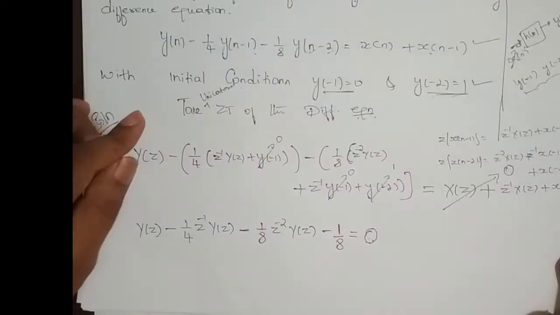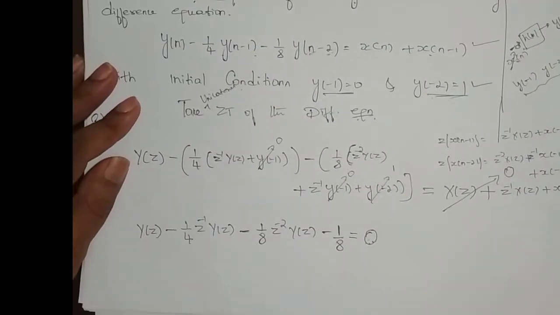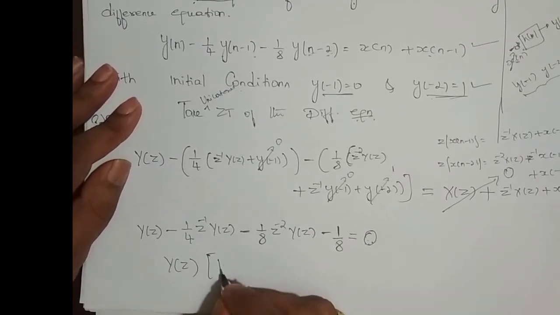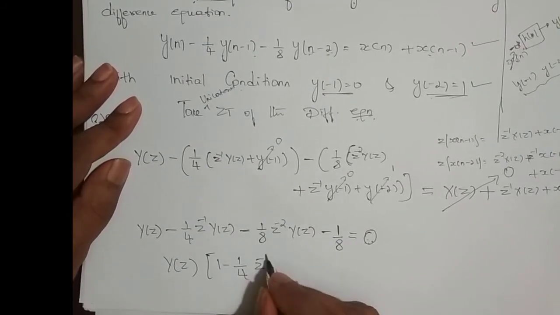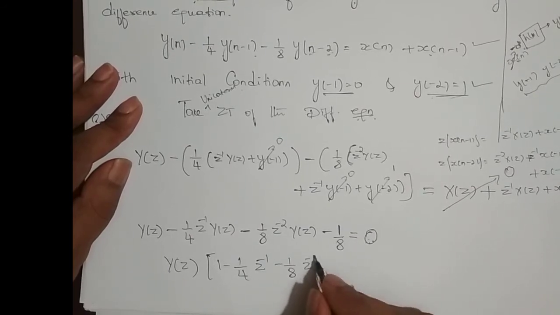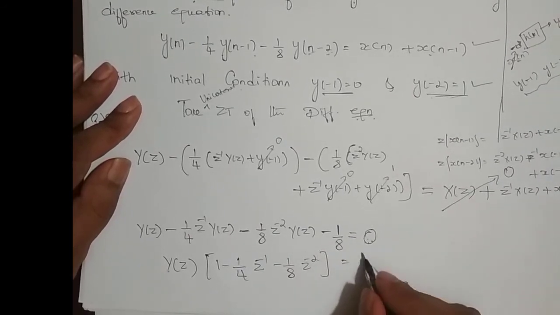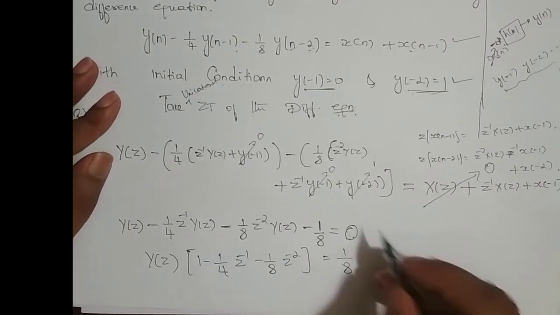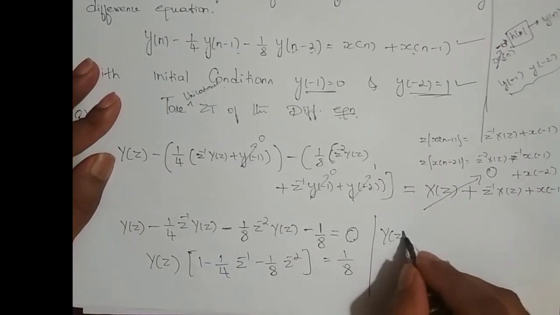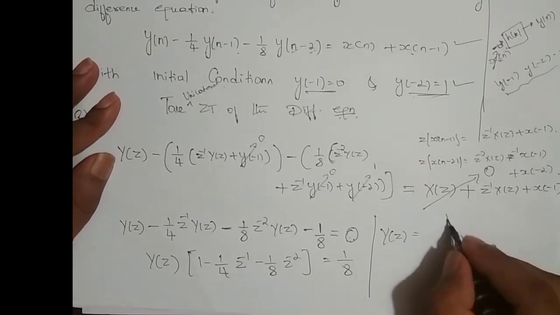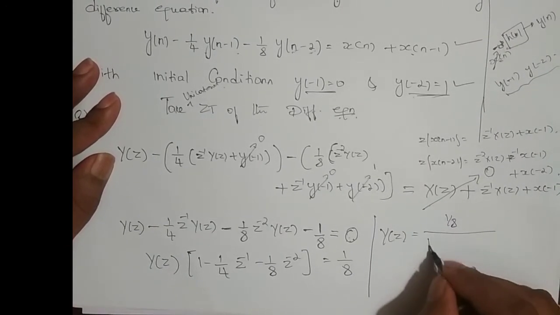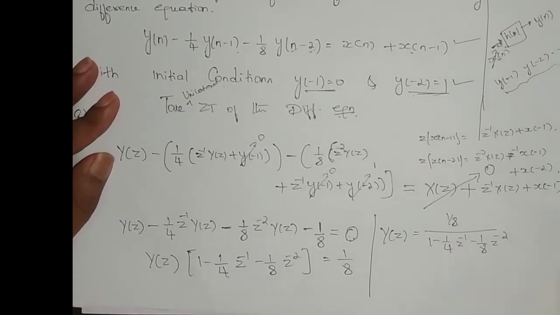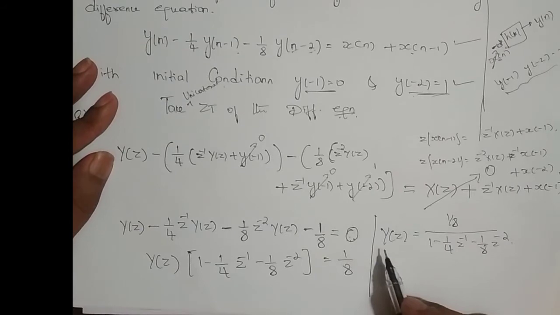Okay, now if I just simplify this, if I take y of z common, (1 minus 1 by 4 z power minus 1 minus 1 by 8 z power minus 2) is equal to, I take this 1 by 2 to the other side, I get 1 by 8. Correct, no? Okay, now y of z is equal to 1 by 8 divided by (1 minus 1 by 4 z power minus 1 minus 1 by 8 z power minus 2). Mind you, I need to get y of z.